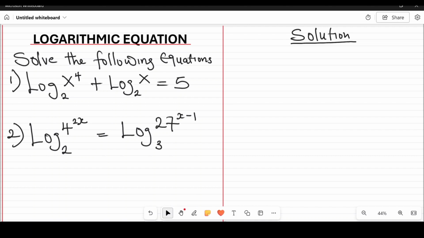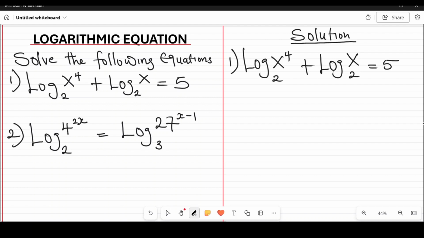So number one says, solve the following equation: log of x raised to the power 4 to base 2 plus log x to base 2 equal to 5. So first of all, let's start with number one. Number one says, log x raised to the power 4 to base 2 plus log x to base 2 equal to 5.